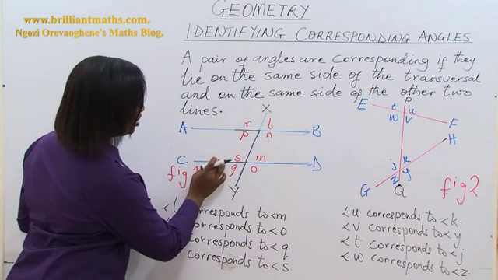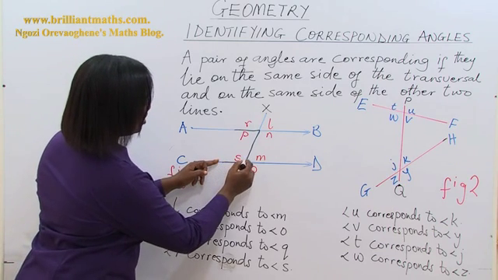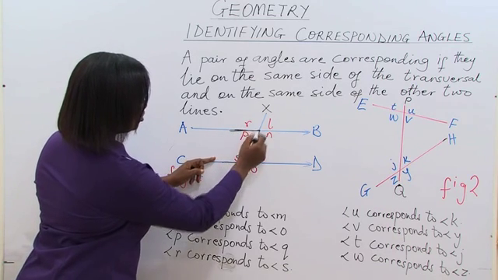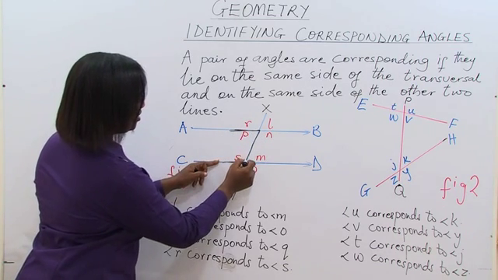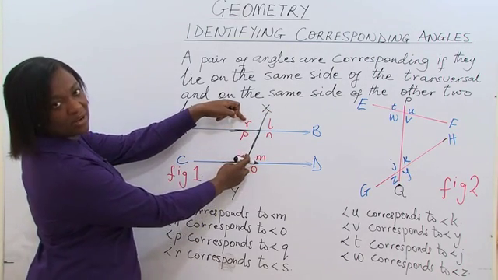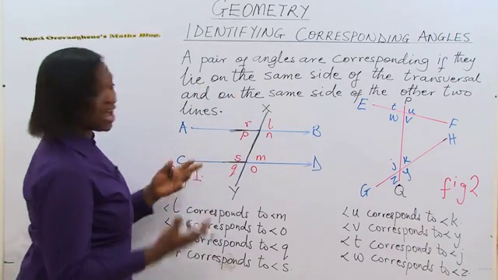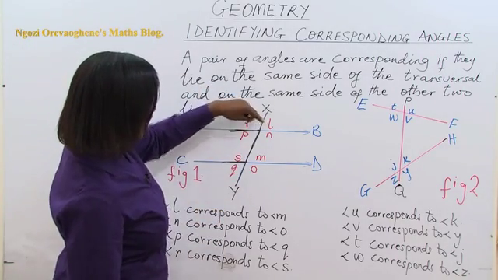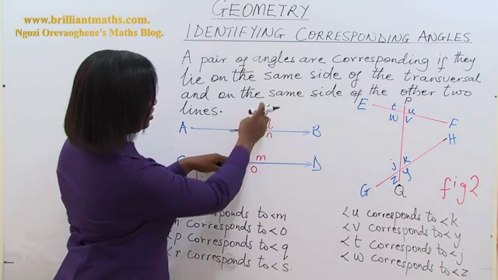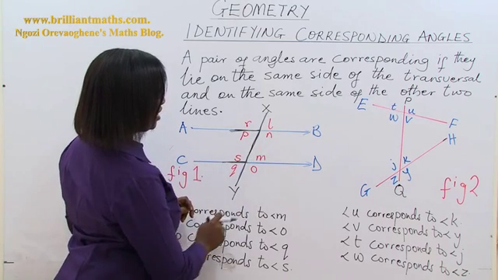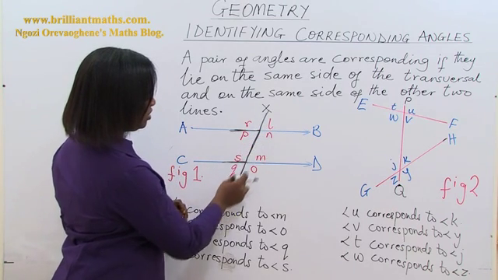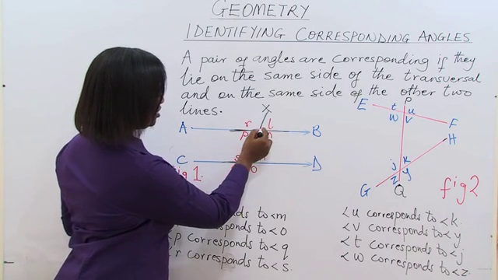This time the F will be turned upside down. It starts from here, goes up all the way there, and there. So that's what you have. The F formation for angles R and S being corresponding. You can do the same for L and M. It's also turned upside down. You have your F formation. It crosses there. For N and O, it's very visible. This is your F formation.